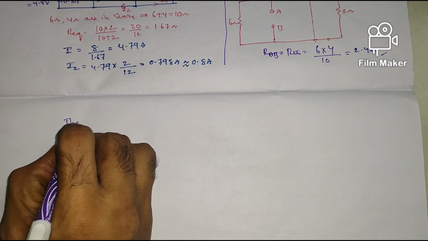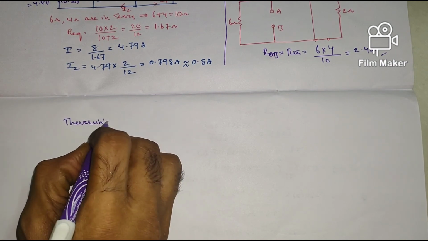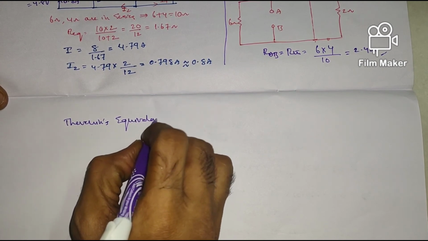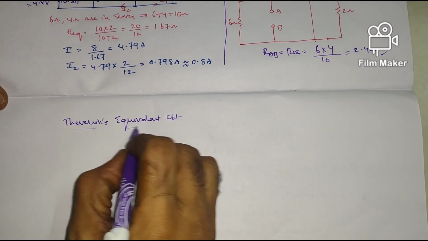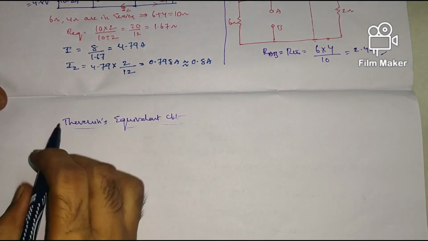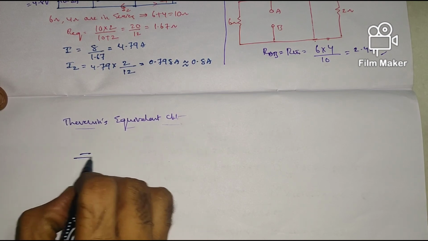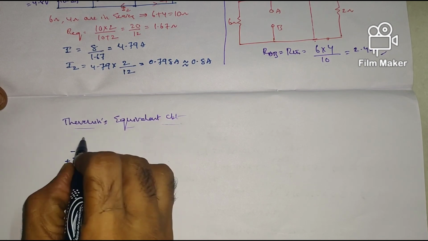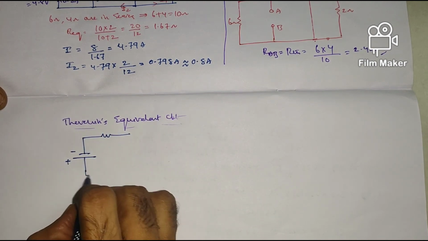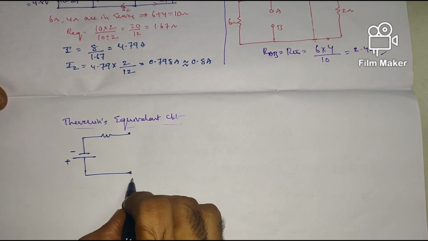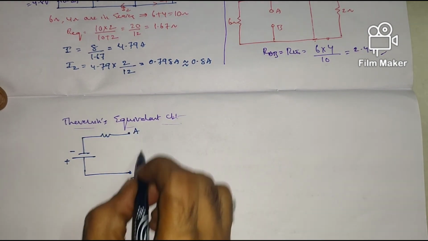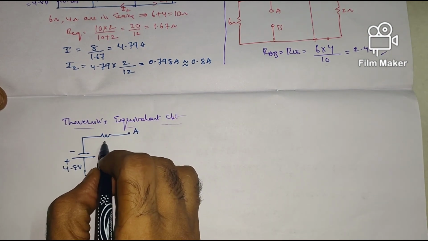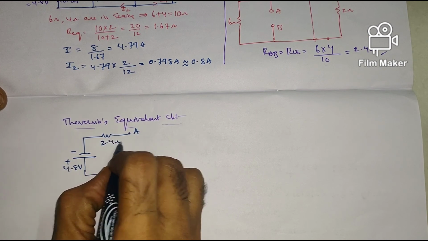The Thevenin's equivalent will be, so I am writing down, this is plus and this is minus. One voltage source in series with one resistance between the terminals. This is B and this is A. The magnitude of Thevenin voltage is 4.8 volts and the magnitude of Thevenin resistance is 2.4 ohms.